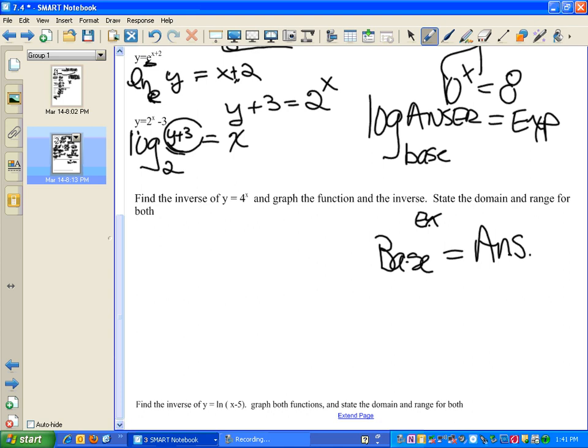Base, exponent, answer, right? Isn't this 4 to the 3rd equals 64? Base, exponent, answer. So this would be log base 4 of 64 equals 3. Okay?